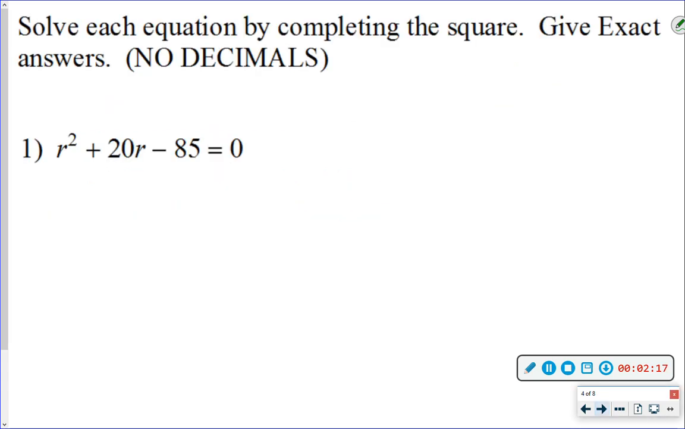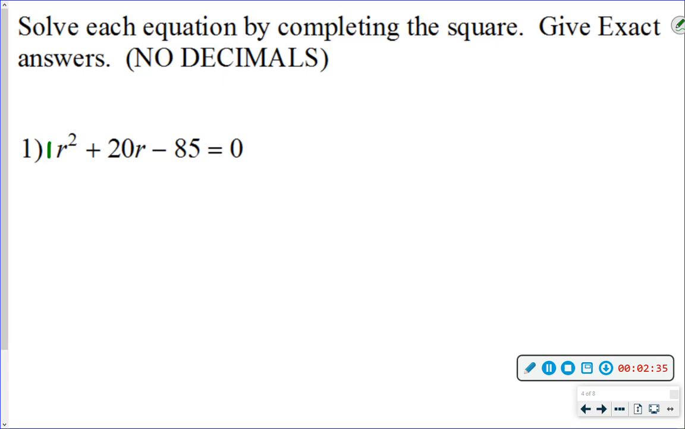All right, let's start with some easy ones. Solve each equation by completing the square. Give exact answers, no decimals. All right, so first check, lead coefficient 1. Good to go. Now, here's the thing. This doesn't factor. Nothing multiplies to -85 and adds to 20. Even if I wanted it to, it doesn't. So we're going to complete the square.